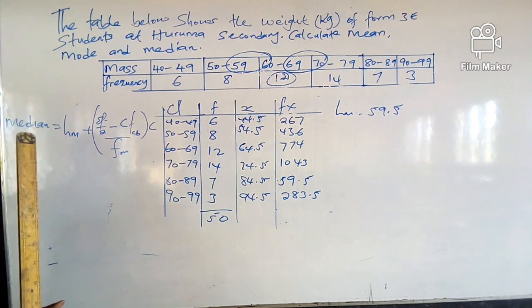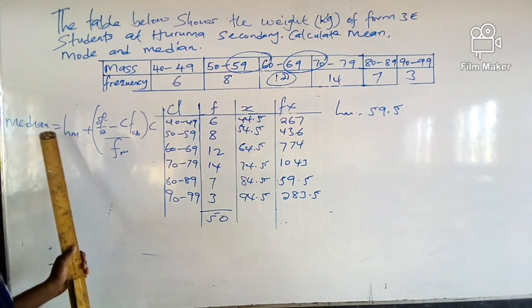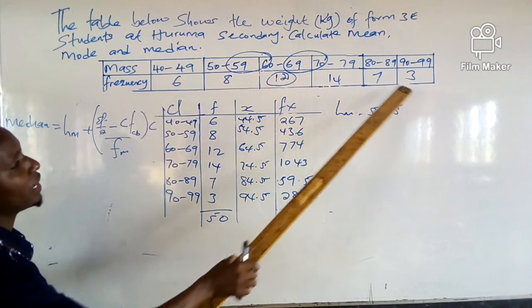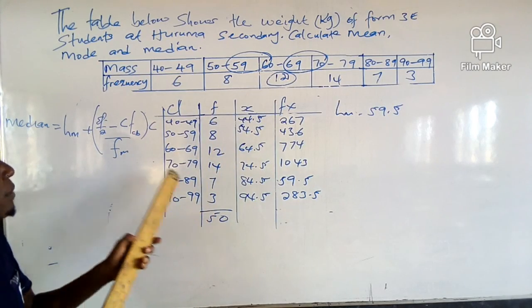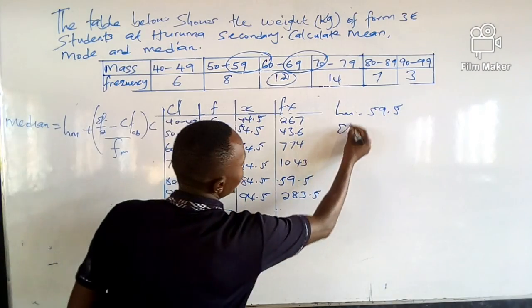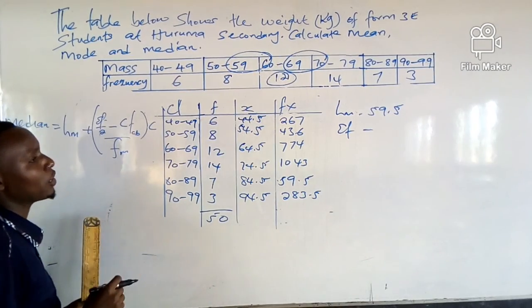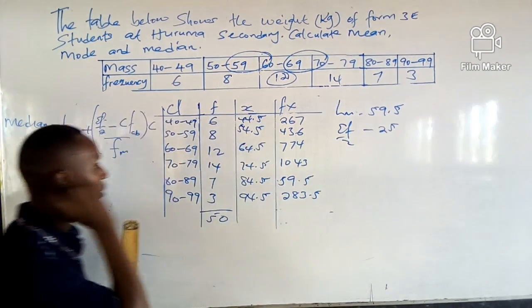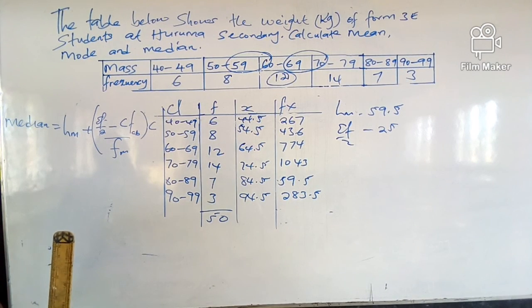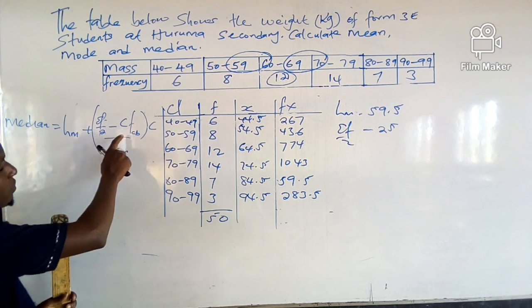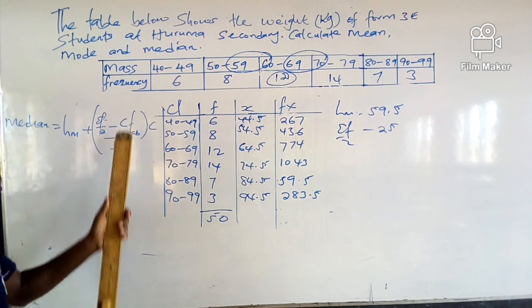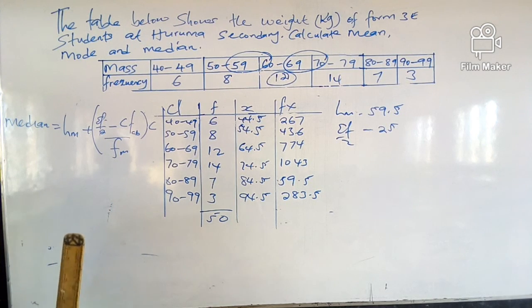59.5, the lower class boundary of the median class. So summation of F, the frequencies, which we have already found to be 50, divided by 2, that is 50 divided by 2, is 25. So we now go for the cumulative frequency of the class before the median class.